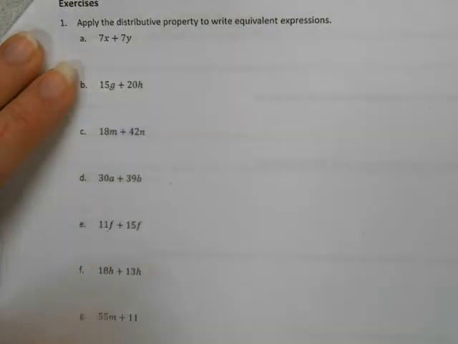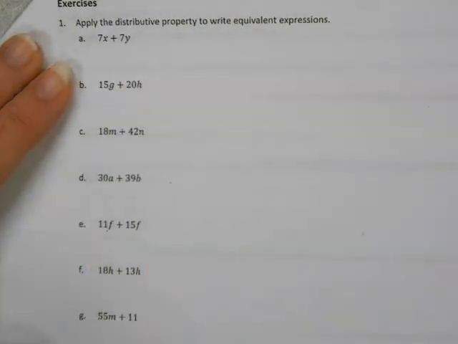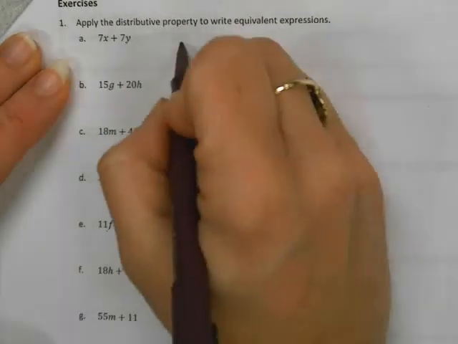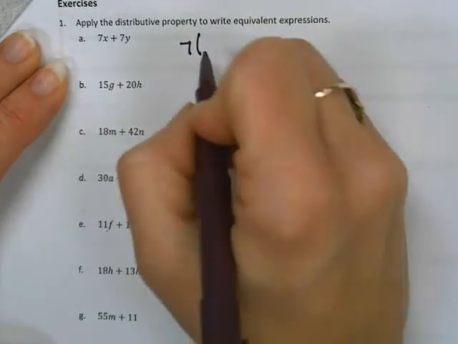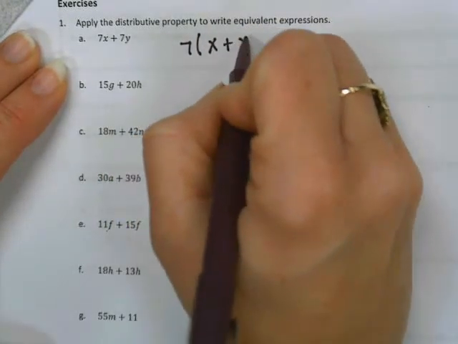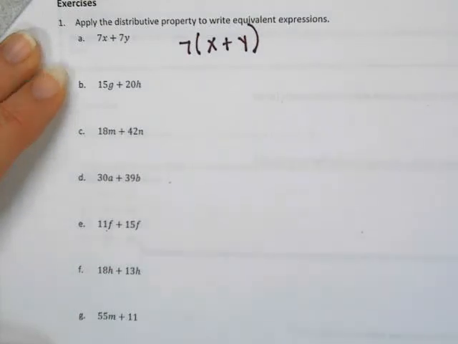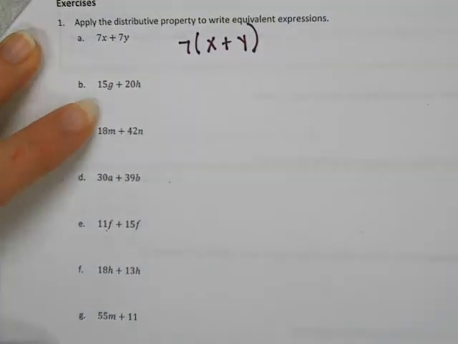So if I look at 7x plus 7y, I can see pretty quickly that obviously 7 is what they have in common. So 7 is going to go outside my parentheses, and x plus y is going to go inside, because my greatest common factor is 7.